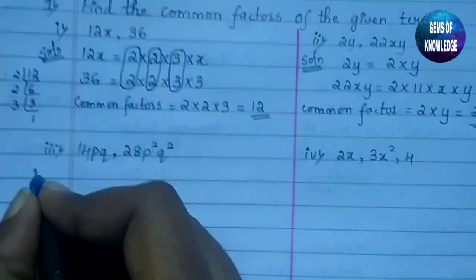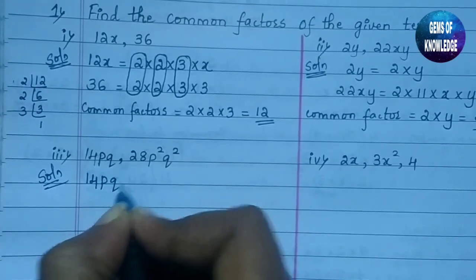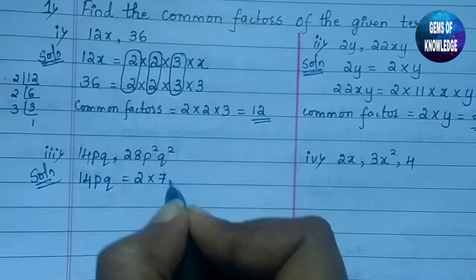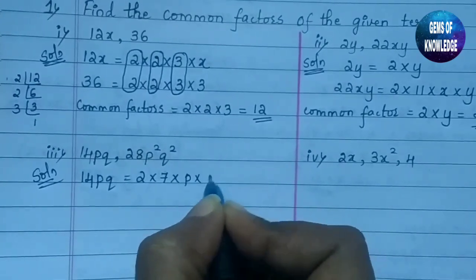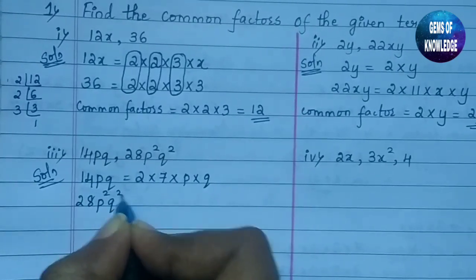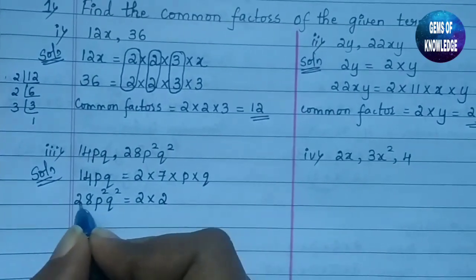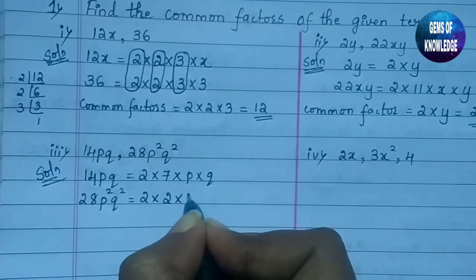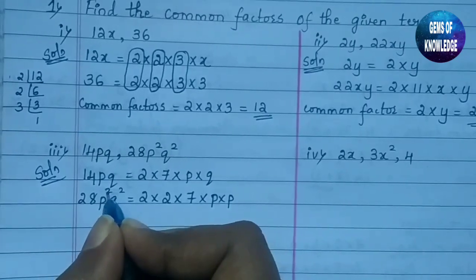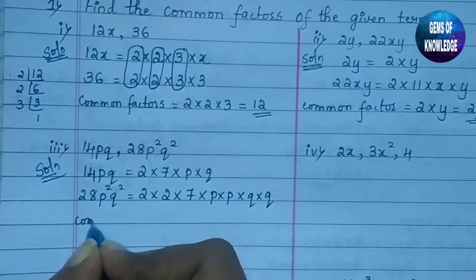Similarly, moving to the third question. The factors of 14pq: 14 can be written as 2 into 7, 2 7s are 14, into p into q. Similarly, 28p square q square can be written as 2 into 2, 2 2s are 4, 4 7s are 28, into p into p, because p square is given, into q into q. So what is common over here?